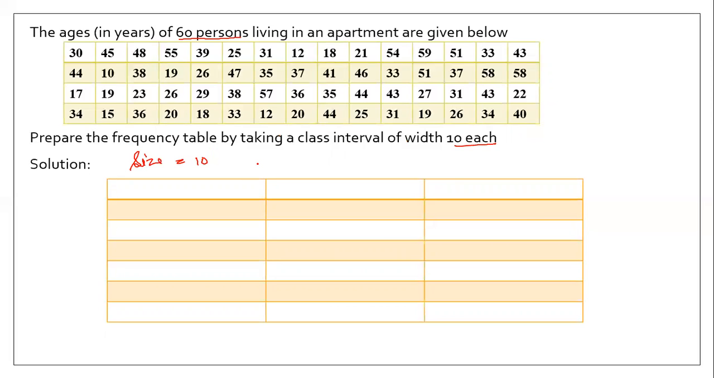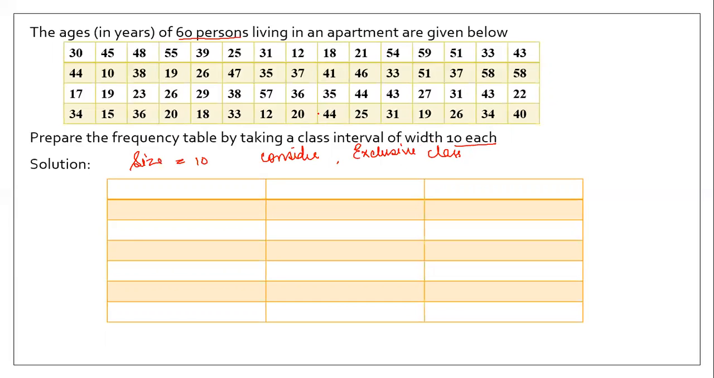When they do not mention anything, you have to consider it as an exclusive class. You consider it as exclusive class. If you consider inclusive class, it is not a problem, but you better consider it as exclusive class interval. Again, the method is same.